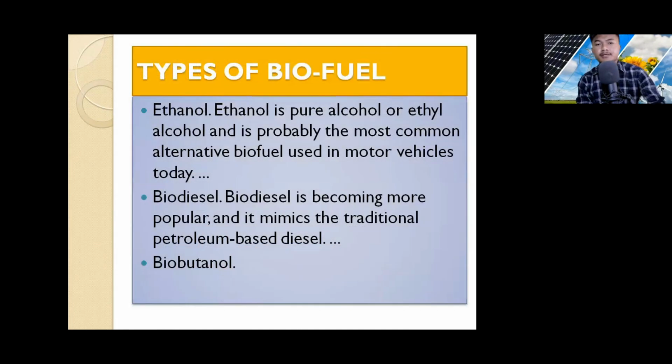And coming to the next, that is the types of biofuels. Number one, we have ethanol, which is pure alcohol or ethyl alcohol and is probably the most common alternative biofuel used in motor vehicles today. And biodiesel. Biodiesel is becoming more popular and it mimics the traditional petroleum-based diesel. This biodiesel is generally made from soybean, palm oil, sunflower, canola, groundnut, rapeseed, and sometimes recycled cooking oil. And lastly, that is biobutanol. In biobutanol, we have methane and methanol. These are the other biofuels used.